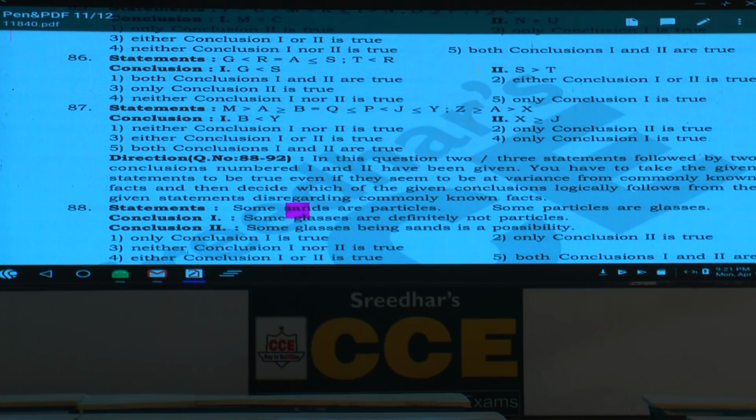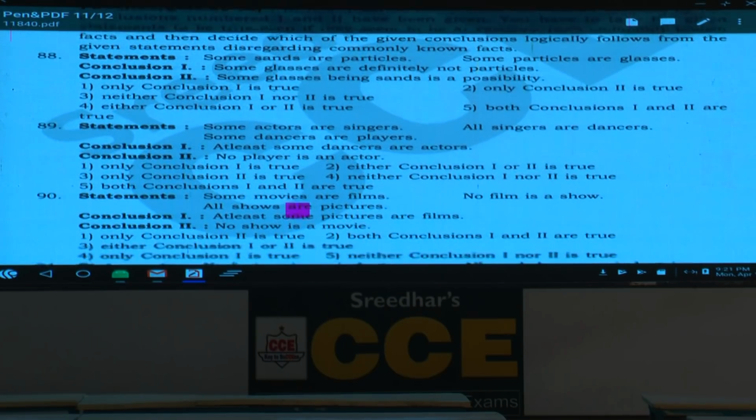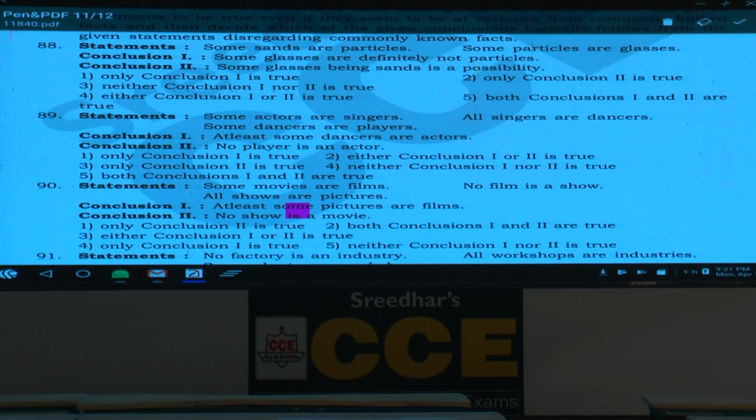Then after this 87, question numbers 88 to 92. Now in this 88 to 92, these are based on syllogisms. Now 88, some of the sands are particles. Now some sands or particles can be written like this. These are the sands which are particles. And some particles are glasses, particle and glass. And first conclusion, some glasses are not definitely particles. These are the some glasses.